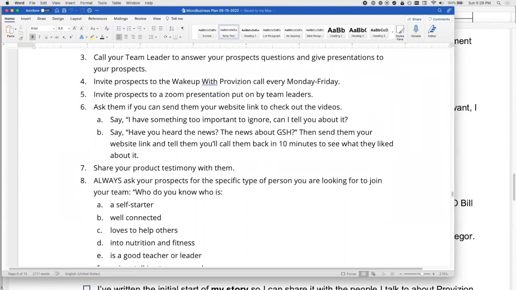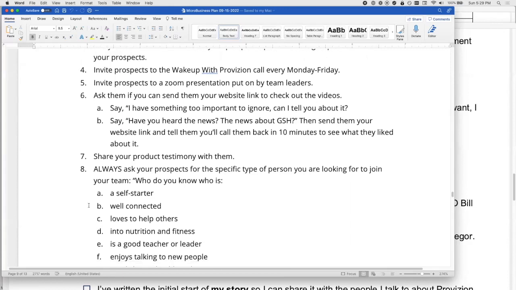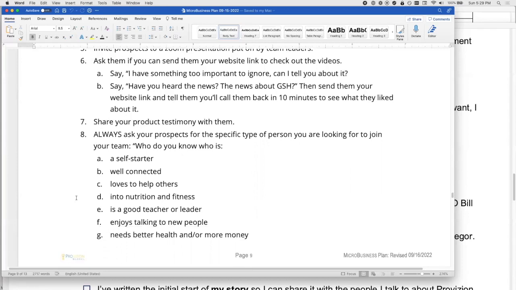Now, when we're talking about prospects here, we are talking about your Hot 100 list. This is a group of people that you're asking to help you find prospects for your business. These are not the people that you're necessarily prospecting to be in your business. We'll talk about that in a moment. But here's some of the things. These are just ways you can find the people that you're looking for.